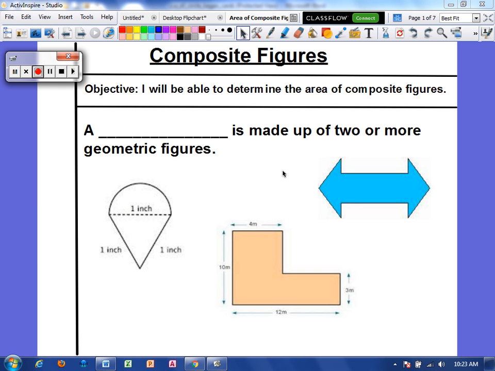Hey everyone! Alright, today's video is going to be over composite figures. Your objective: I will be able to determine the area of composite figures.